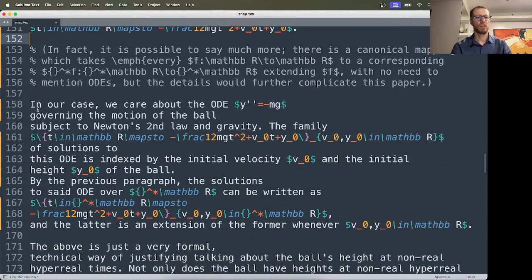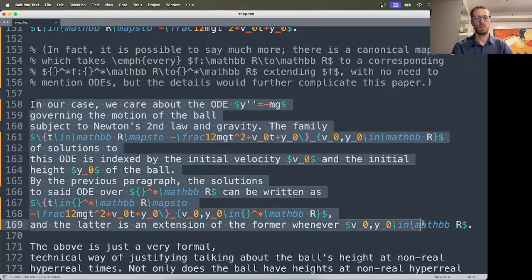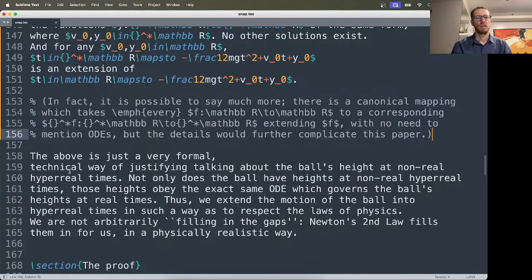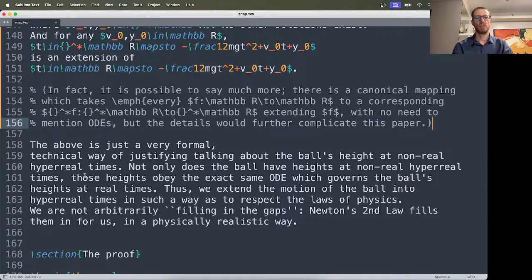Now, this next paragraph, starting on line 158, I think is also completely eliminatable. Yes. And then the above is just a very formal technical way of justifying talking about the ball's height at non-real hyperreal times. Not only does the ball have heights at non-real hyperreal times, those heights obey the same exact ODE which governs the ball's heights at real times. Thus, we extend the motion of the ball into hyperreal times in such a way as to respect the laws of physics. We are not arbitrarily filling in the gaps. Newton's second law fills them in for us in a physically realistic way.